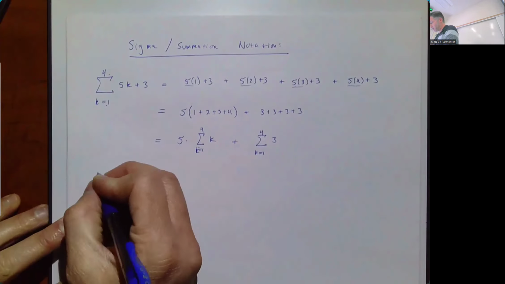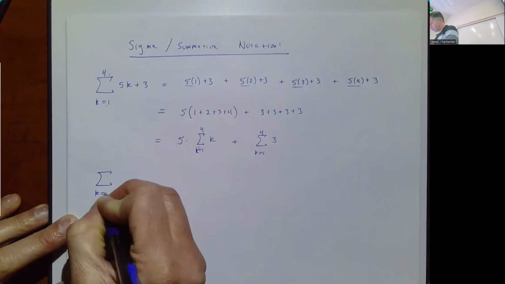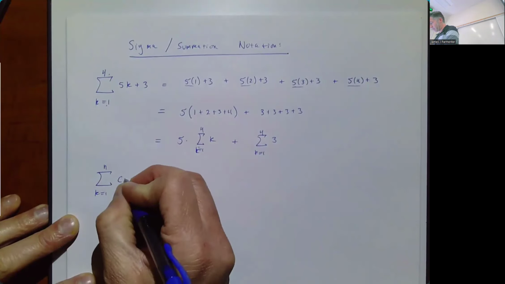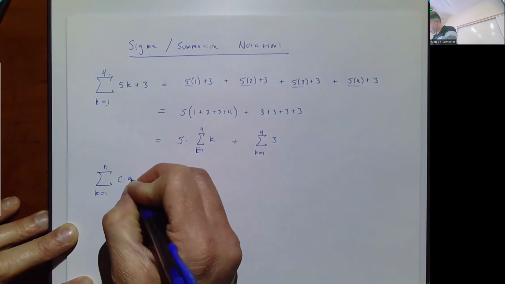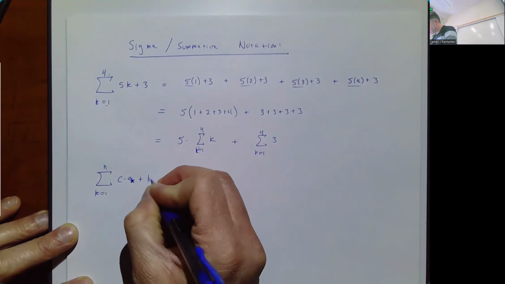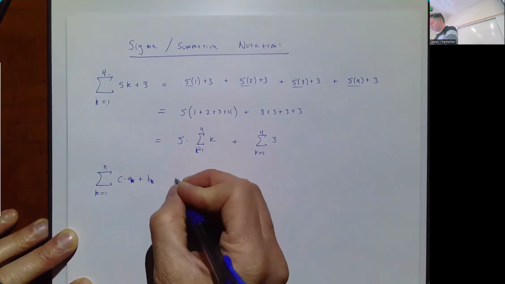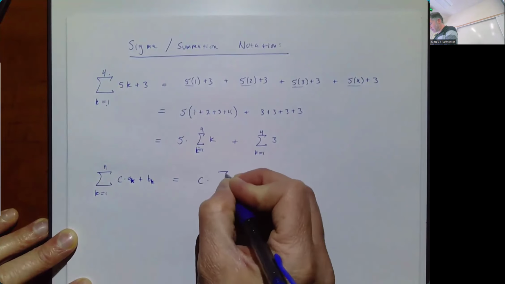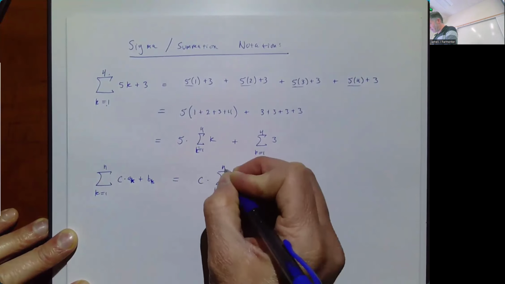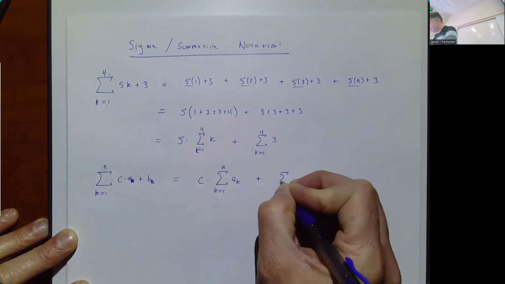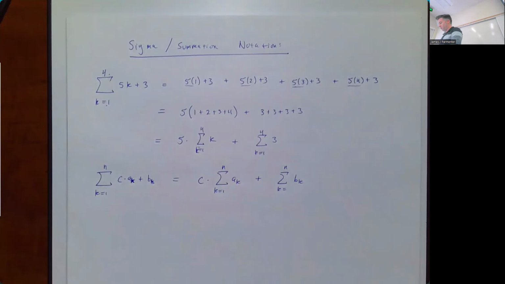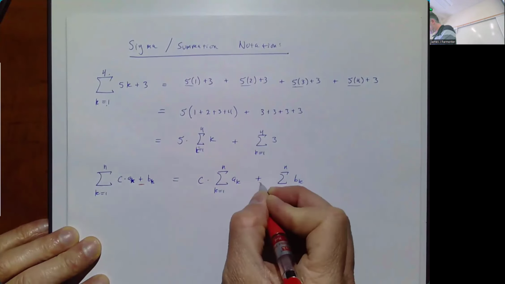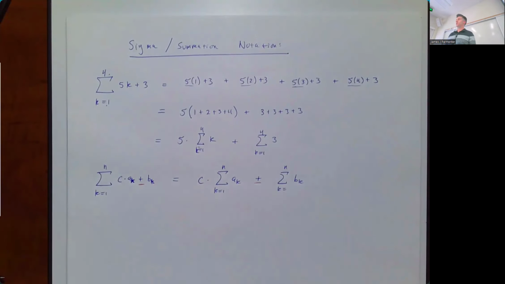So more generally, if I have the sum from k equals 1 to n of some constant times a sub k plus b sub k, apologies. n is the n value, k is the thing that's changing. We can totally break this up as c times the sum from k equals 1 to n of a sub k plus the sum from k equals 1 to n of b sub k. And it really could be plus or minus.